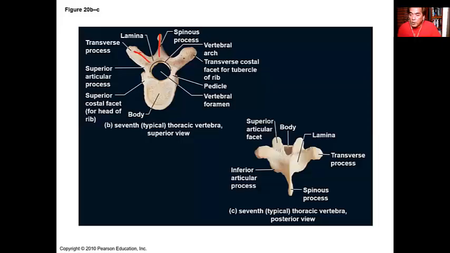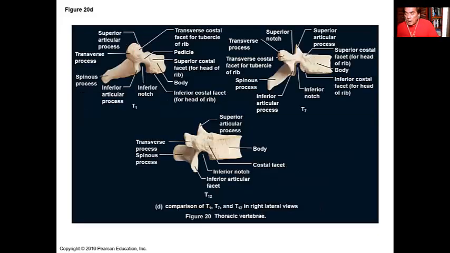So this is spinous process, transverse process, centrum, vertebral foramen, pedicle, lamina, and that is pedicle, lamina, and then vertebral arch. So this is your vertebral arch. Okay, this is your thoracic, pointed spinous process.